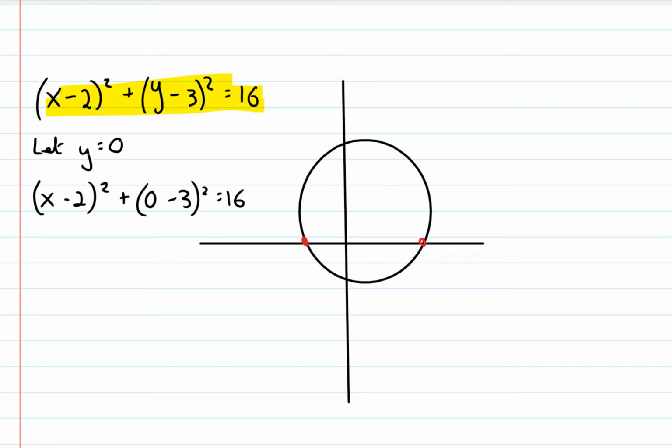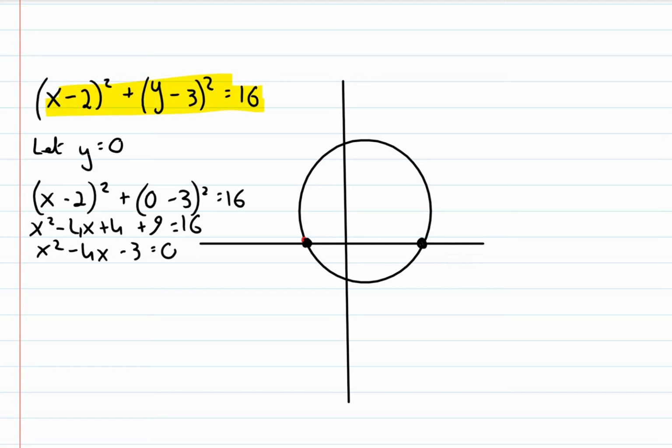If we square out this, we will get x squared minus 4x plus 4. And if we square this, we'll get minus 3 squared, which is plus 9, and that equals 16. This will give us x squared minus 4x, and then we have 4 plus 9 is 13, so minus 3 equals 0. I'm not going to do it, but you can use your minus b formula to find out two values for x, and those two values for x will be these two points.